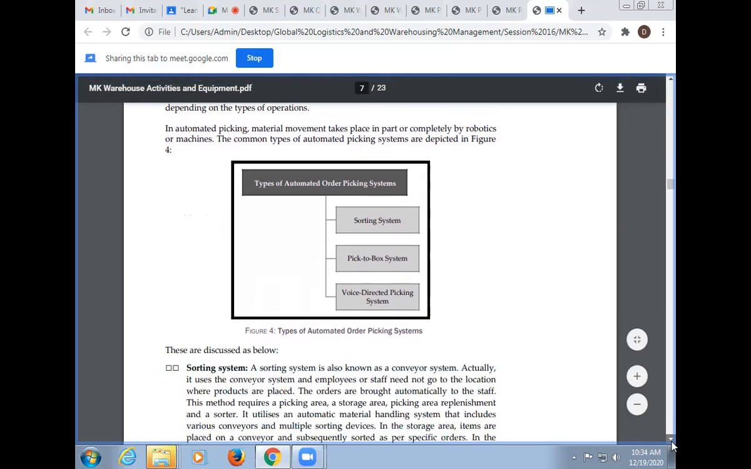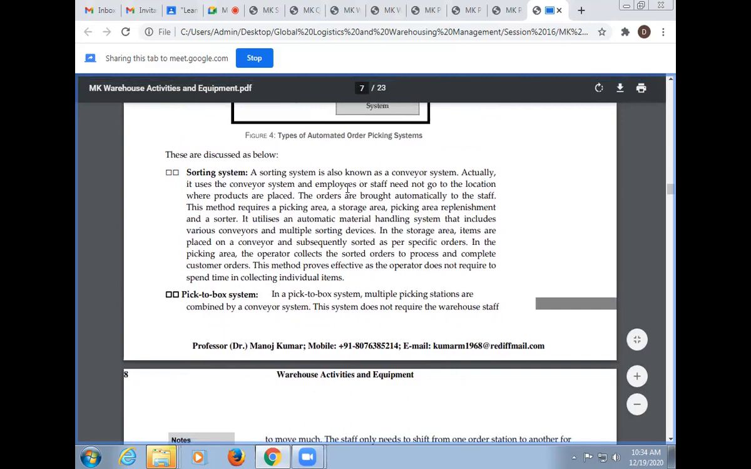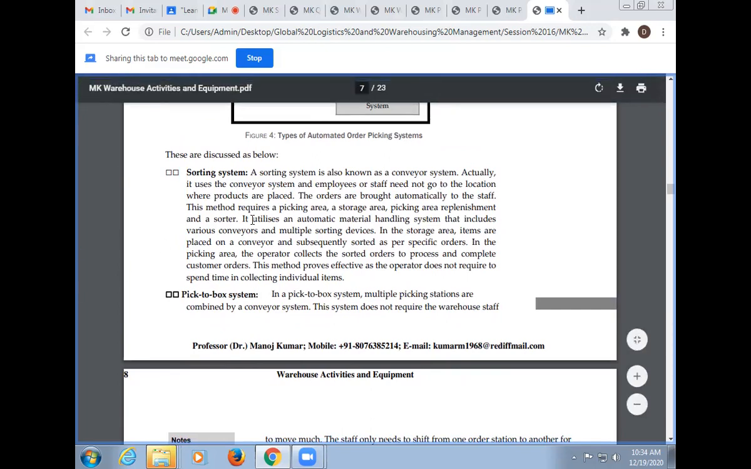These are the automatic picking systems. Sorting system. A sorting system is also known as a conveyor system. Conveyor belts are used in this system. Actually, it uses the conveyor system, and employees or staff need to go to the location where products are placed. The orders are brought automatically to the staff.